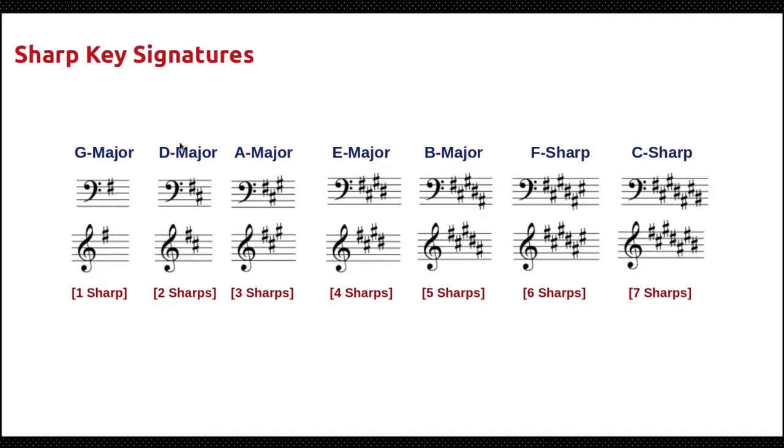On the bass stave, it's placed on the fourth line, which is the line F. Look at the key of D major, we have 2 sharps. The key of A major, we have 3 sharps. The key of E major, we have 4 sharps. The key of B major, we have 5 sharps. F sharp, we have 6 sharps. And then the key of C sharp has 7 sharps. So if you are familiar with this, once you see a piece of music, you can tell, oh, there are 3 sharps here, that should be A major. So this is another way to identify the key of a piece of music.